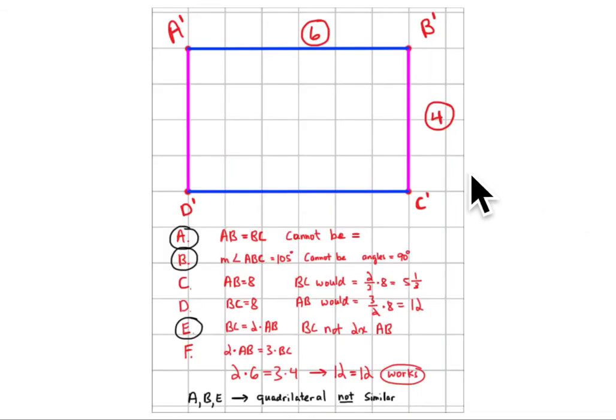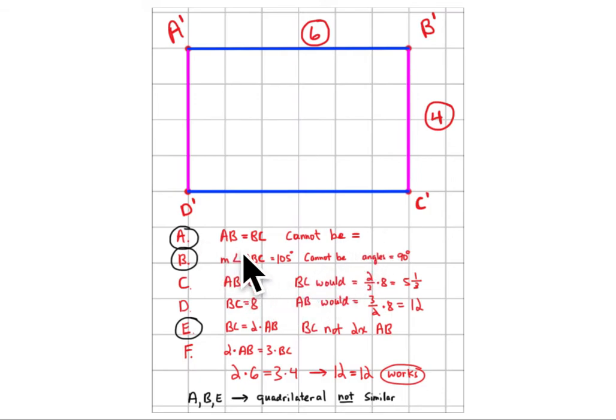And the last problem, you're given a rectangle that has a length of 6 units and a height of 4 units. So 6 by 4. And you're asked to look at each of these statements and identify the statements that show that they cannot be similar. So the rectangle described cannot be similar to this rectangle. So I label this A prime, B prime, C prime, D prime because the rectangle they give you in the problem is labeled A, B, C, D. That's the unknown, they call it quadrilateral in the problem.